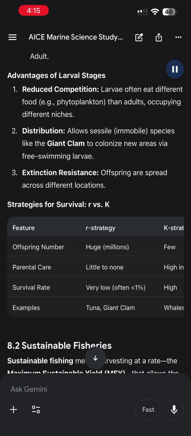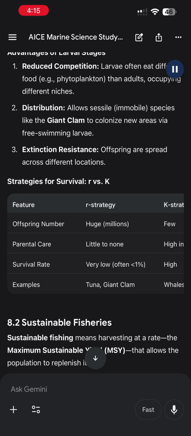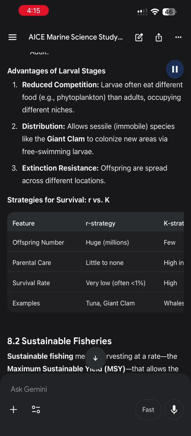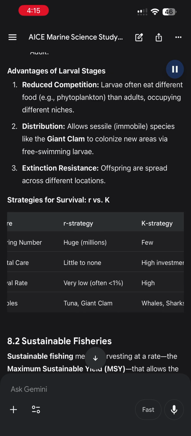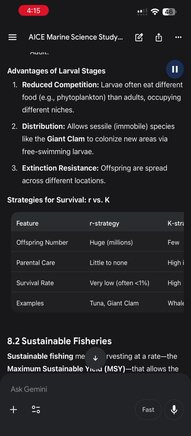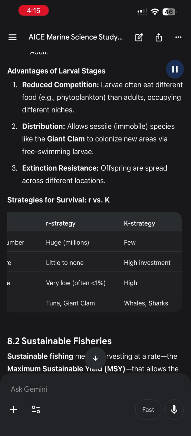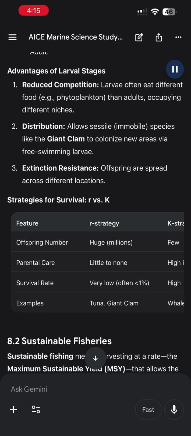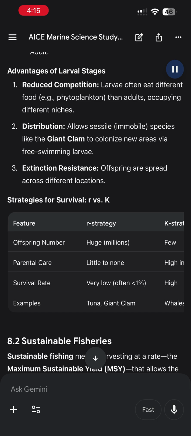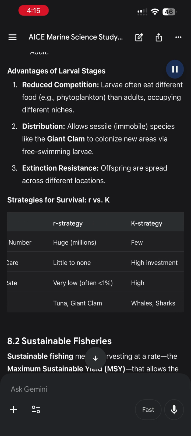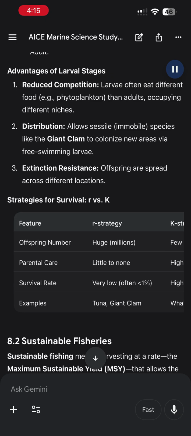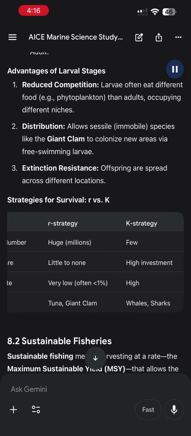Strategies for survival: R versus K. Feature: R strategy, K strategy. Offspring number: huge, millions, versus few, with parental care. Parental care: little to none versus high investment. Survival rate: very low, often less than 1%, versus high. Examples: tuna, giant clam versus whales, sharks.